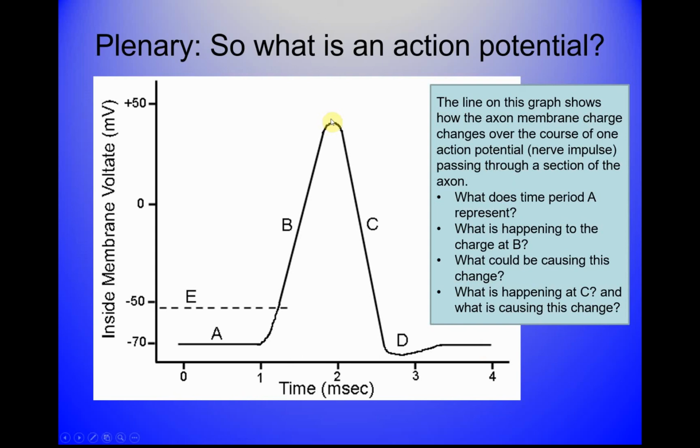How could that axon be changing? Okay, think about the structure of the axon. Look back at the previous slides. What could be changing in B? What could be changing in C? Okay, and we'll talk about this next lesson, and we'll go through this in much more detail, but that's what I'd like you to think about. Maybe read ahead ready for next lesson.